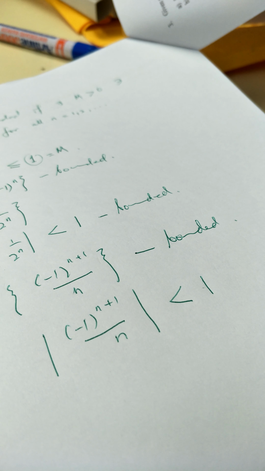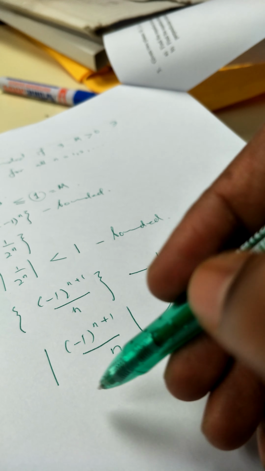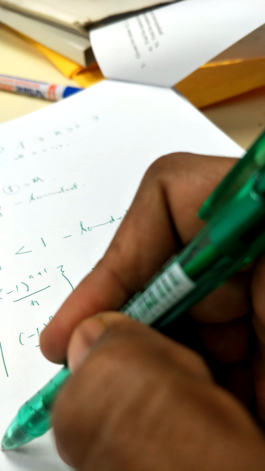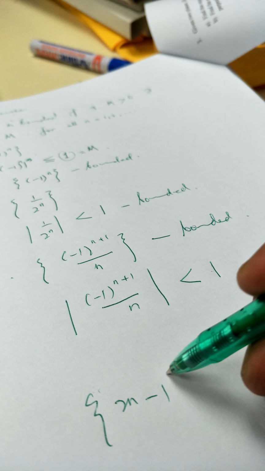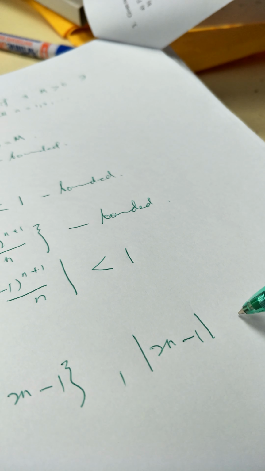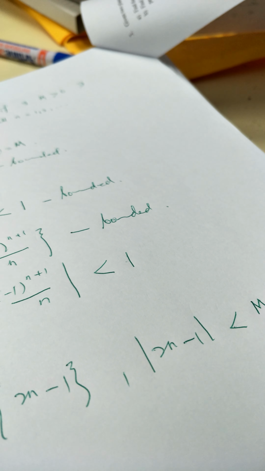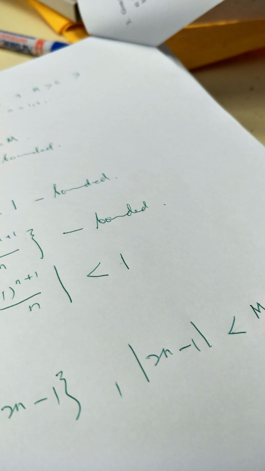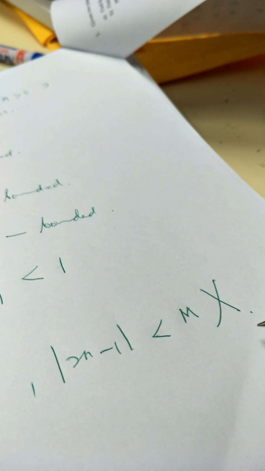But what about the unbounded sequence? We call it unbounded. So look at this example. If you have this sequence, 2n minus 1, if you take the absolute value and you try to find m in such a way that this is less than m, you cannot find it. That's why we call it unbounded.